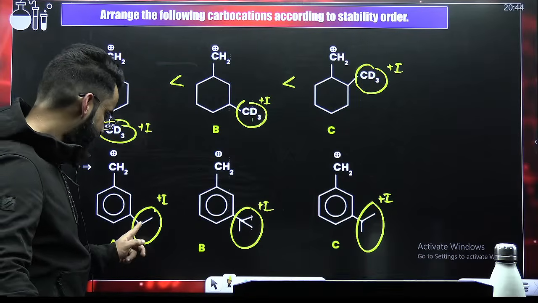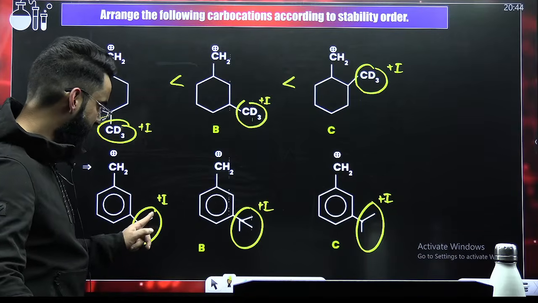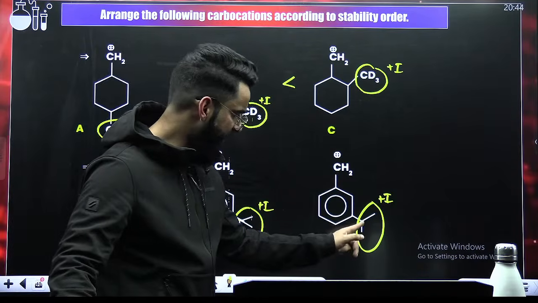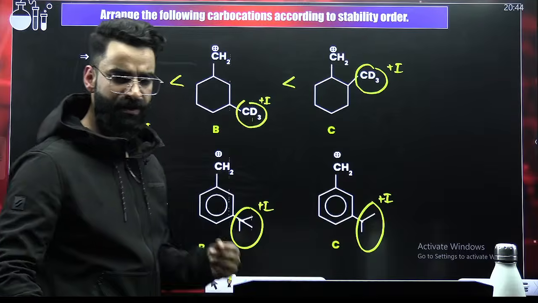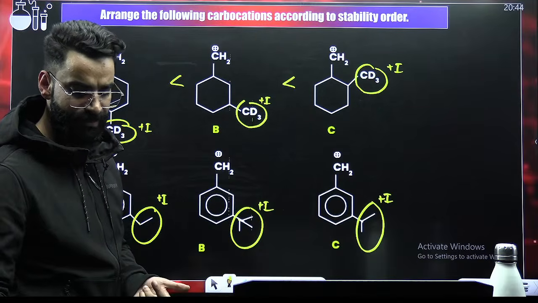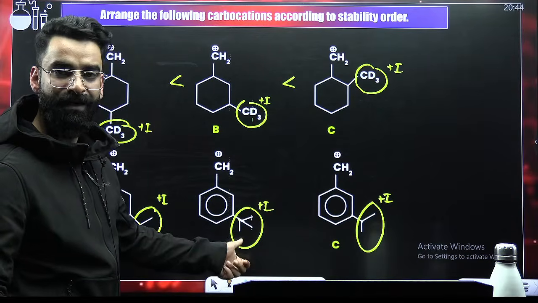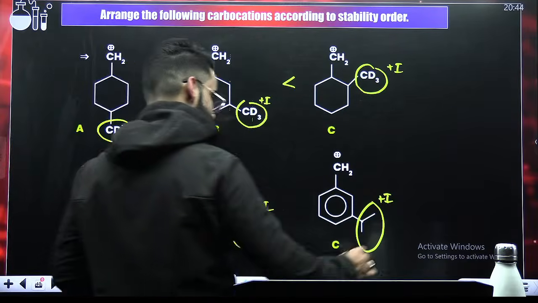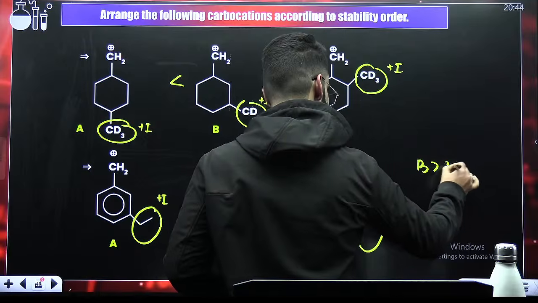Now, look at this free valent carbon. It has got one branch. This one has got three branches. This one has got two branches. More the branches, more plus I. More plus I means more donating, and more donating means more stability of the carbocation. So B will be more stable, followed by C, followed by A.